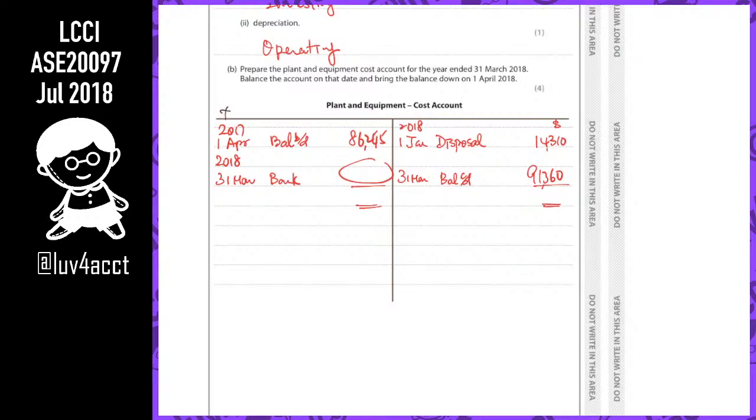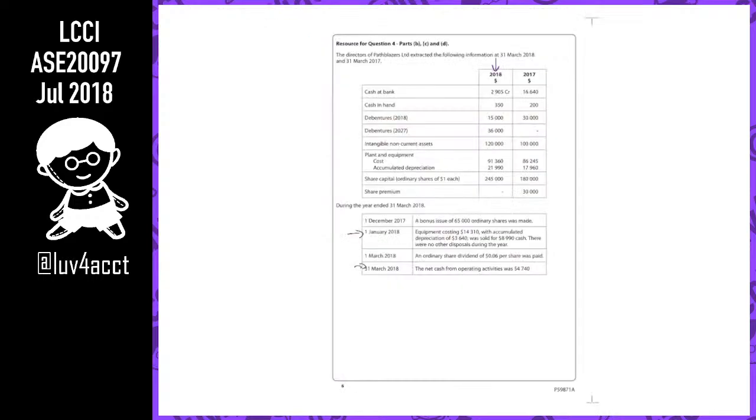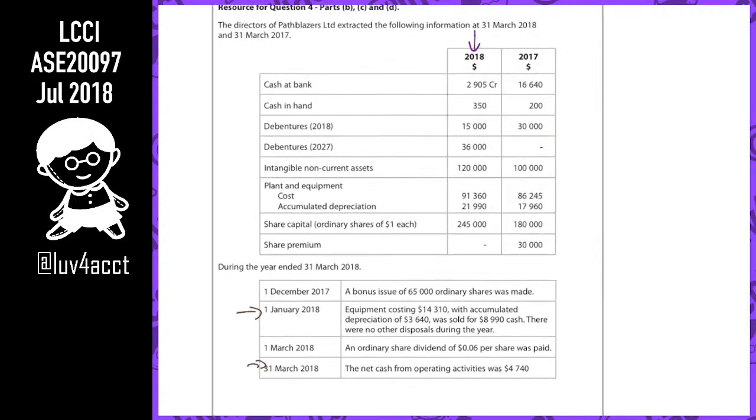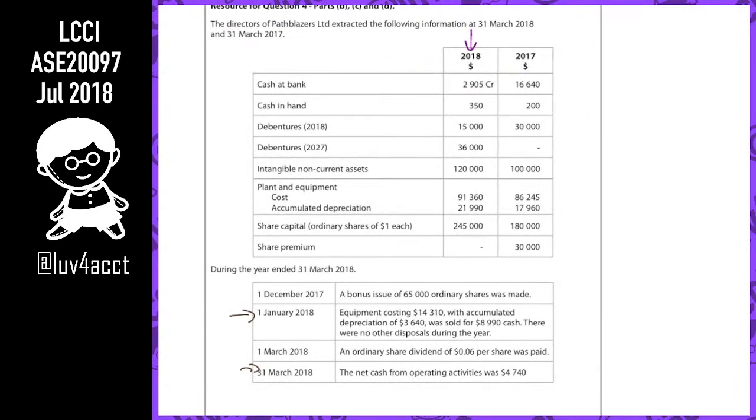Let's see one more thing, whether there is any revaluation. I hope there is not. We have to look at here. Revaluation reserve, none. Okay, good.